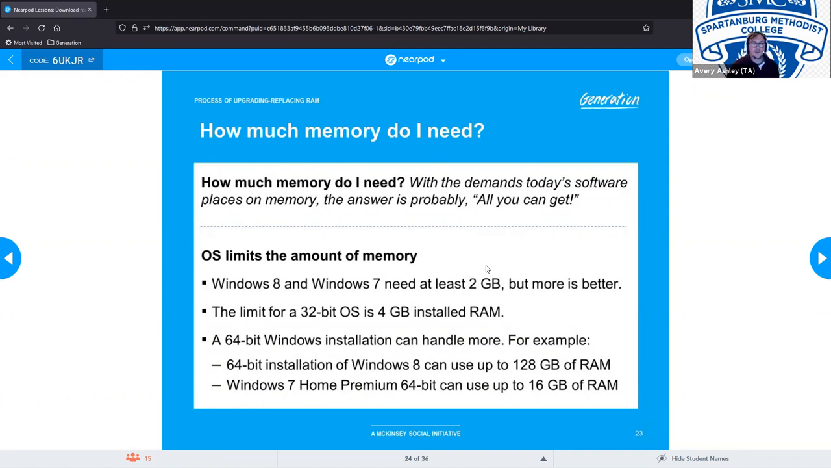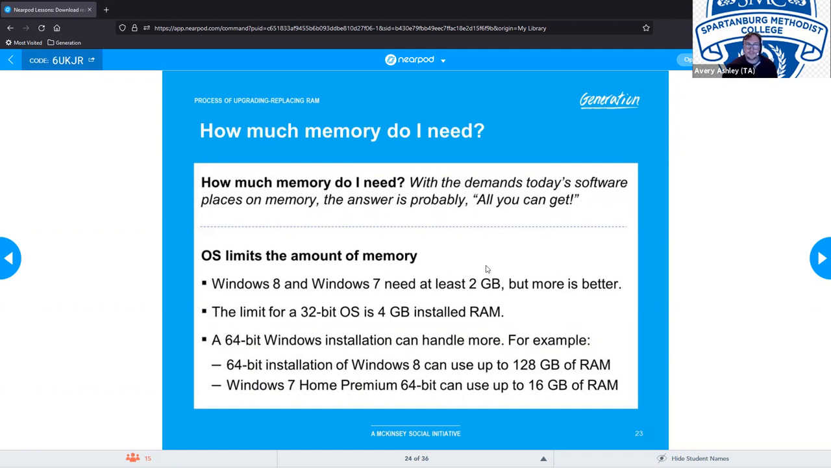So if you have Windows 7 32-bit, and you put in an 8 gigabyte module of RAM, it will only make use of 4 gigabytes. You will have wasted the other 4. It will not be able to access it.